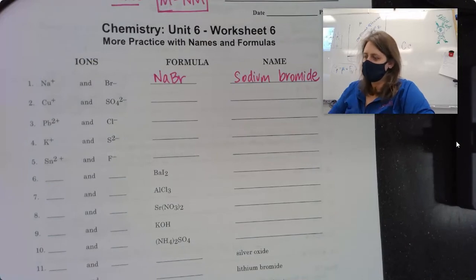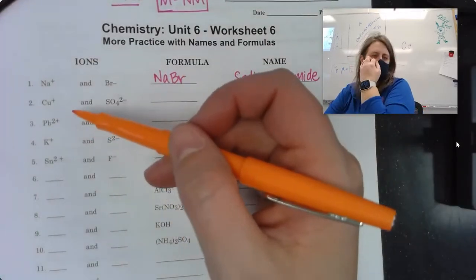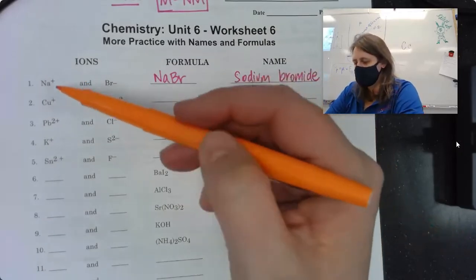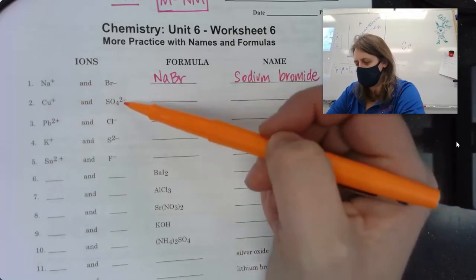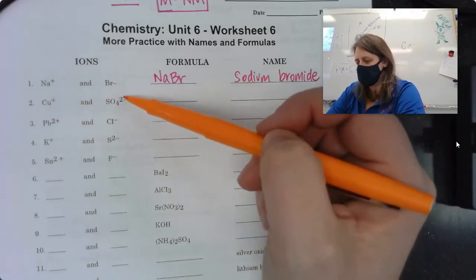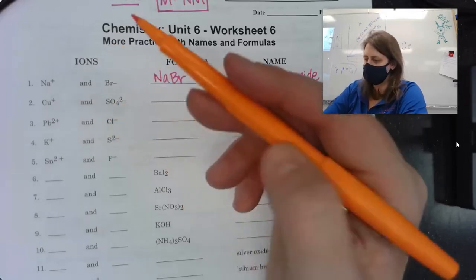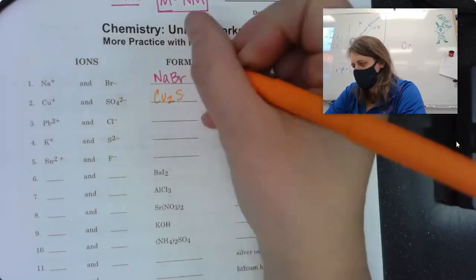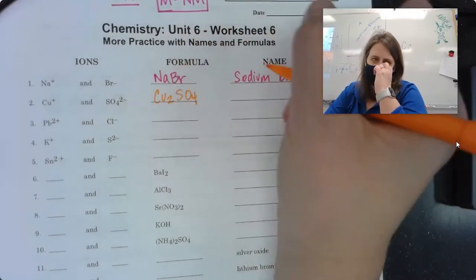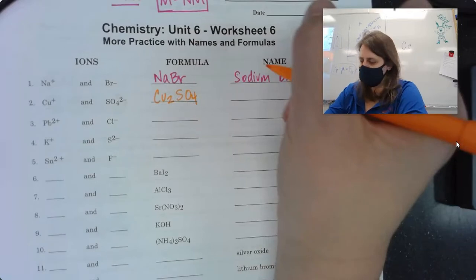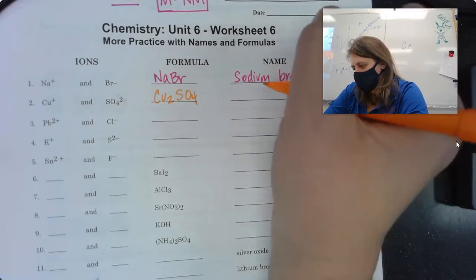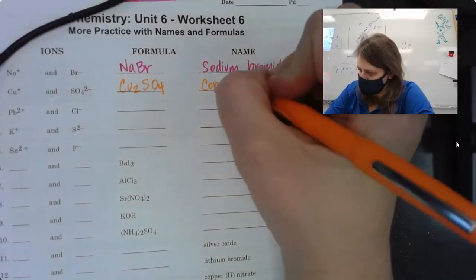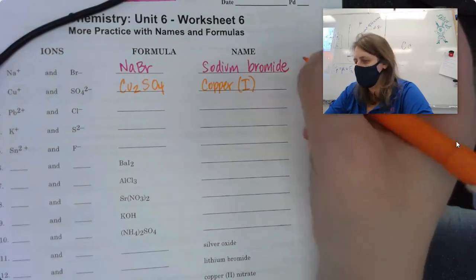All right, the next one has copper and sulfate. If you need to, you can look at your polyatomic ion sheet. The copper has a +1 charge, sulfate has a -2 charge. So for every one of these sulfates, we're going to need to balance it with 2 from the copper. So we're going to end up with copper with a 2 as a subscript and then sulfate. But when we write the name, guys, be careful because this might trip you up. Over here, we're going to write copper, and then we need to use a Roman numeral to indicate the charge. So it's going to be copper(I) sulfate.